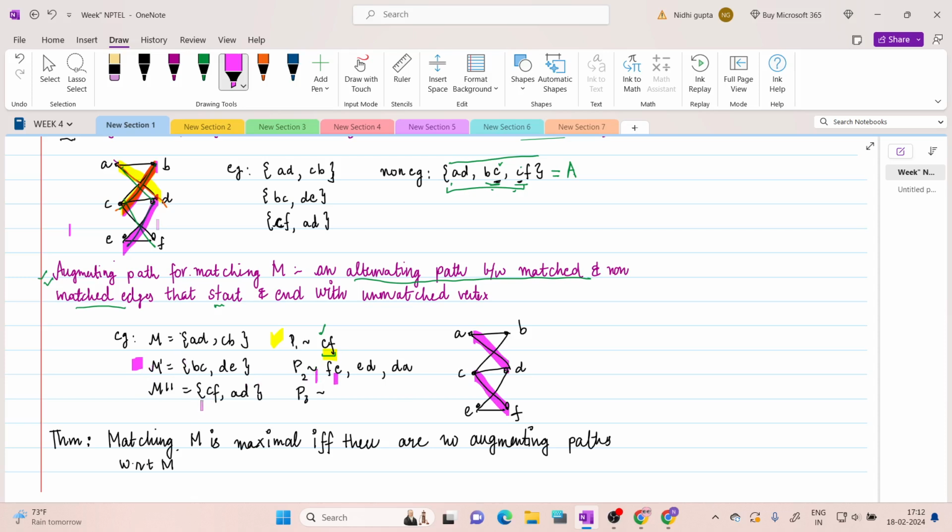Now I am taking my third matching M prime as CF and AD. Can anyone of you give me an example of an augmenting path for this matching?